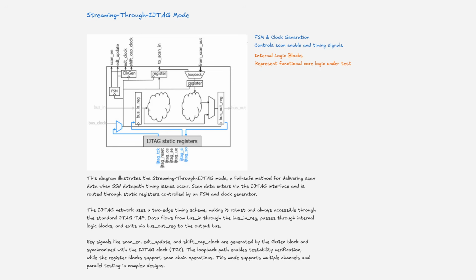Key signals like scan-in, EDT update, and shift cap clock are generated by the clock generator block and synchronized with the IJTAG clock TCK. The loopback path enables testability verification, while the register block supports scan chain operations. This mode supports multiple channels and parallel testing in complex designs.